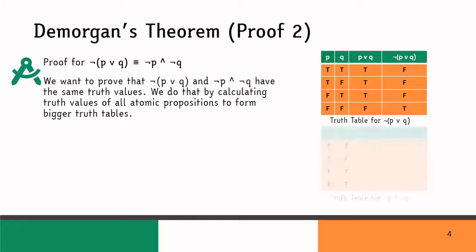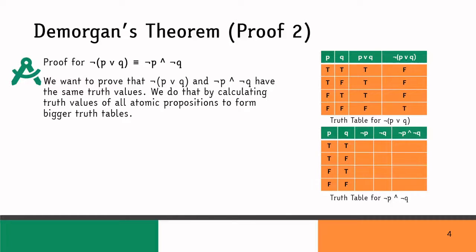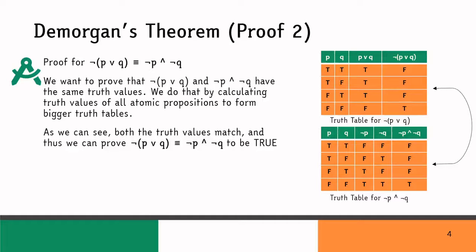Now on to the truth table for negation of P and negation of Q. We can write the negation values of P and for Q as we saw earlier. Now we perform the AND operation on these values to get the final truth table for negation of P and negation of Q. As we can see, both the tables represent the same truth values, and we can say that negation of P or Q equals negation of P and negation of Q.